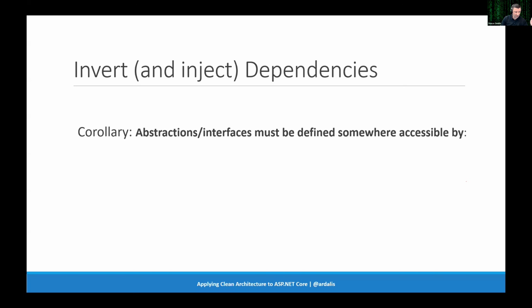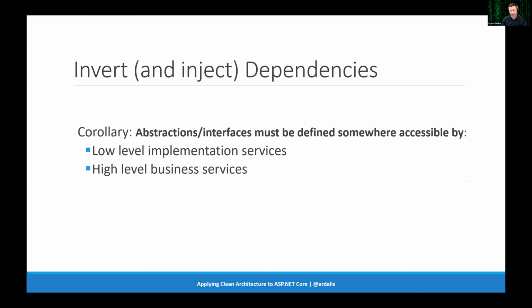So the corollary for if you're going to follow the explicit dependencies principle and you're going to follow dependency inversion, and you're going to say, I'm going to have these services, they're not going to just instantiate their dependencies, they're going to request them through their constructor, and they're going to be injected as concrete implementations of these abstract interfaces. Those interfaces have to be defined somewhere. And the low-level services that implement them have to know where they are, obviously, right? They have to be able to reference them. The high-level services that are requesting them through their constructor have to be able to access them as well, because they're going to define them in their constructor.